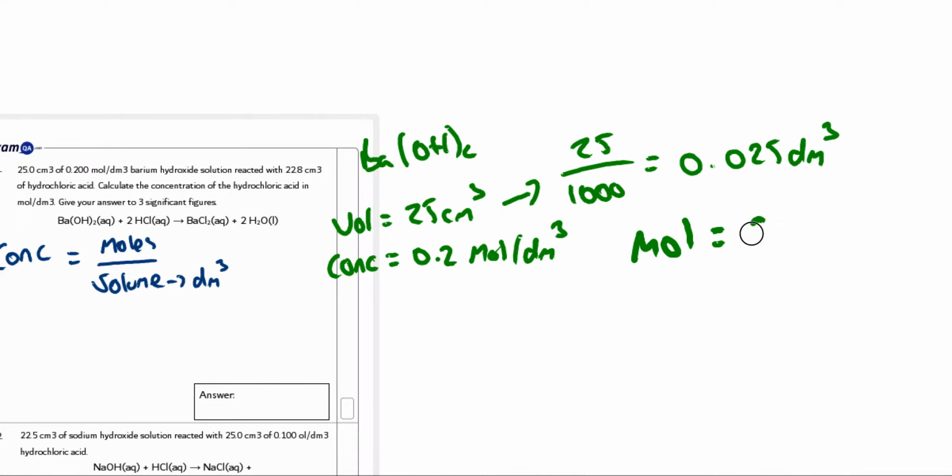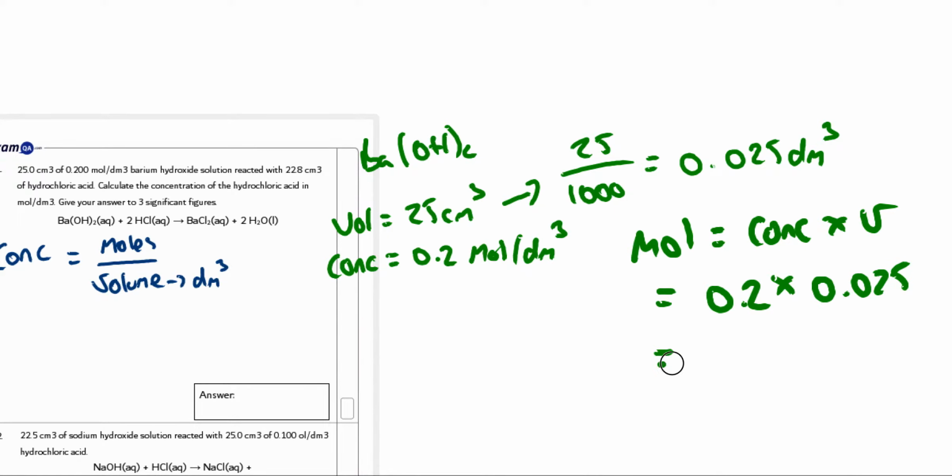From here, we can find the moles, because the moles is given by rearranging this equation. So moles is equal to the concentration times the volume. In this case, it's equal to 0.2 times 0.025. Plugging that in gives us 0.005 moles.